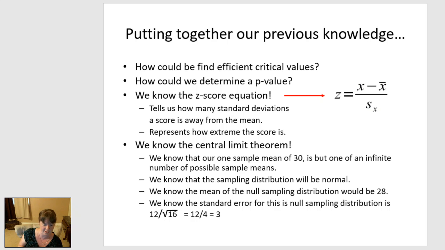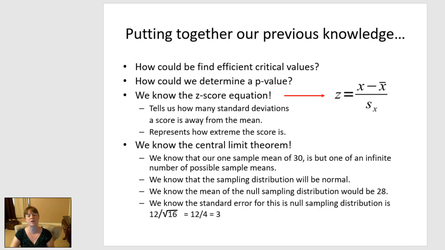It also tells us that the standard error for that null hypothesis sampling distribution is going to be equal to 12 over the square root of 16. Because 12 was the null hypothesis standard deviation, divide that by the square root of the sample size, and you get standard error.